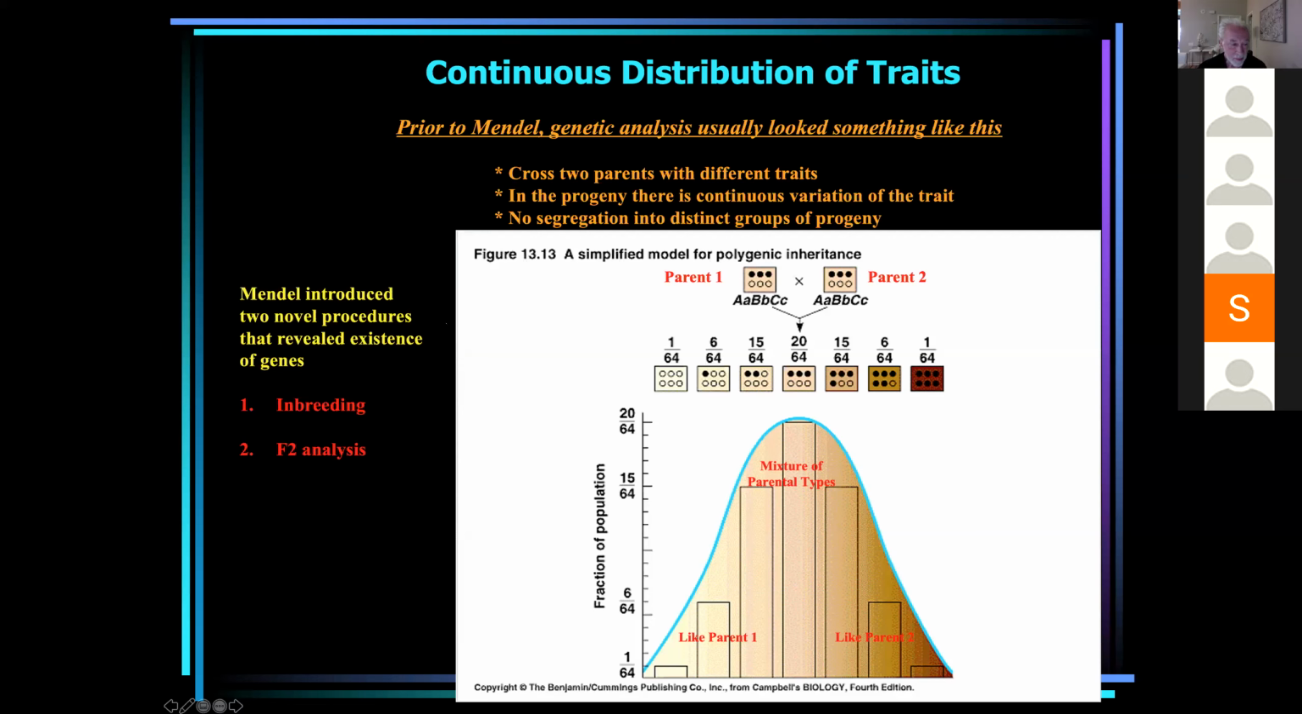So that's prior to Mendel. What did he do that made an advance? Two things. One is inbreeding, and the other is analysis of F2. Now, these don't mean much to you now, but as we proceed, they should.